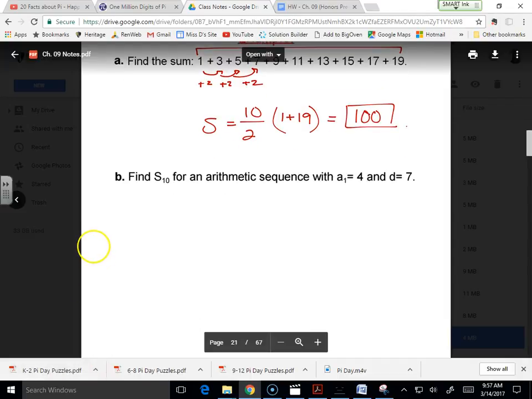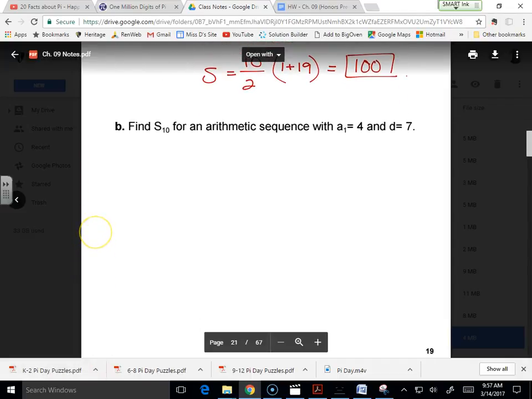Alright, here we go. Question. What'd you do? S of 10. What is that asking for? Tell me in words what S of 10 means. The 10th sum, which means the sum of the first 10 terms, right?